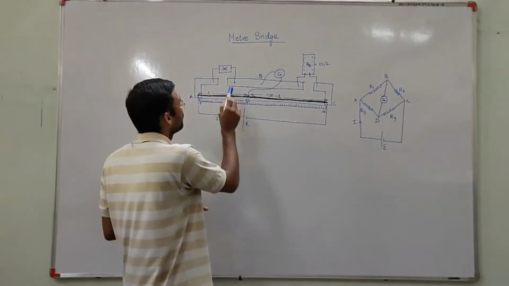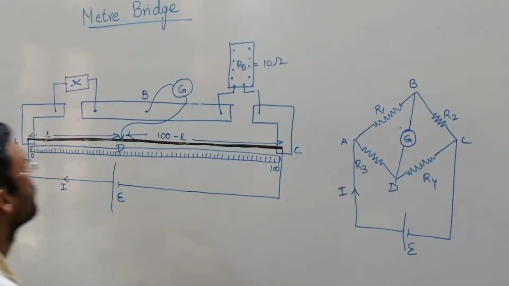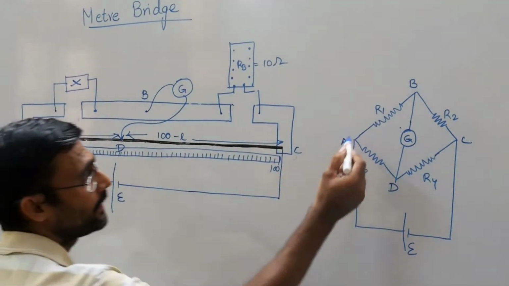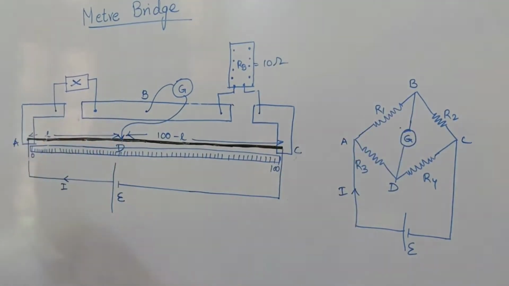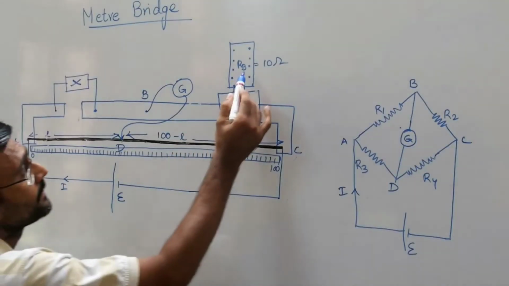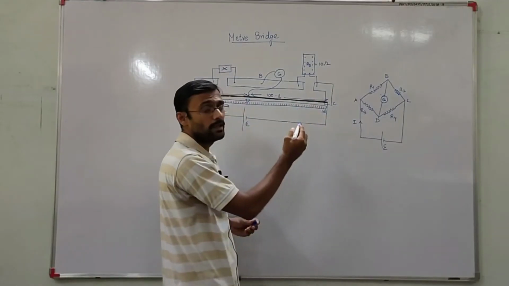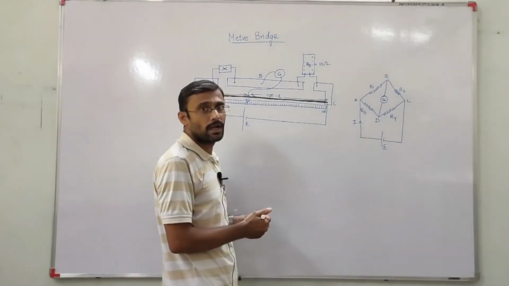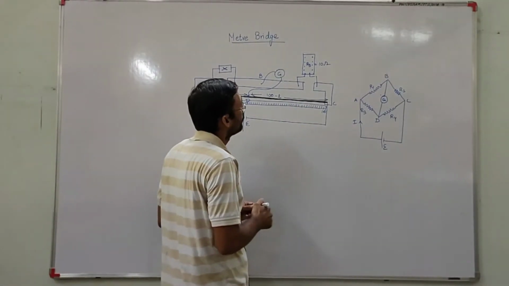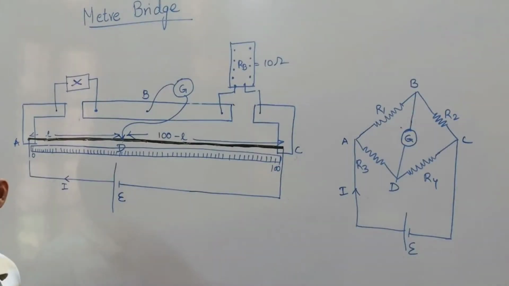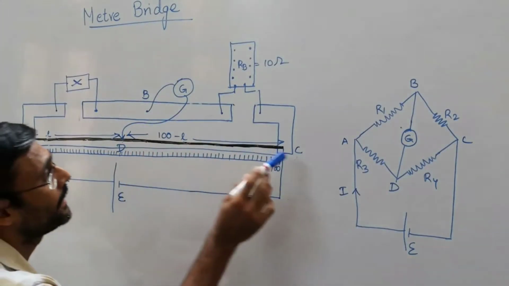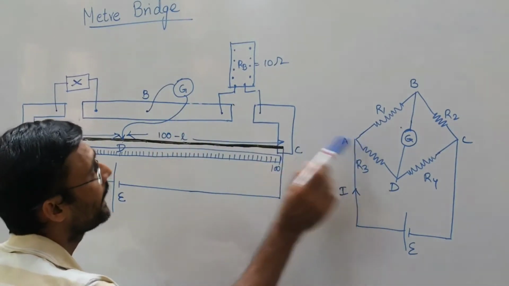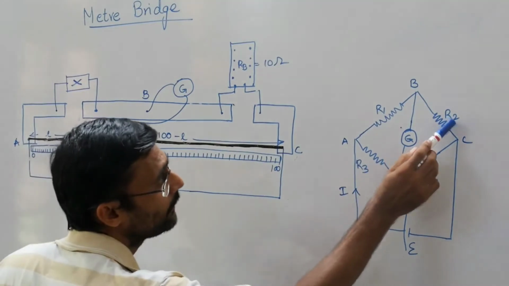So if I compare these two circuit diagrams, then X over here represents our R1 that is connected between the A and B terminals. This is the resistance box RB, from which we can take the value of resistance of our required value. It is one type of variable resistor which is connected between B and C over here. So if I compare these two circuit diagrams, RB represents R2 between B and C.